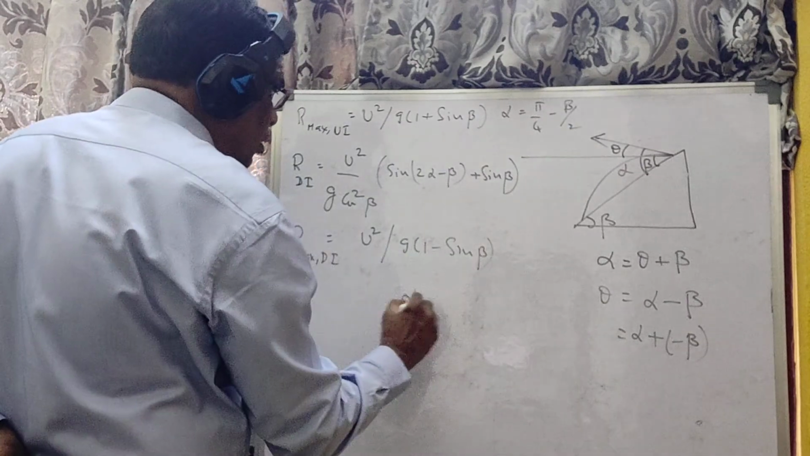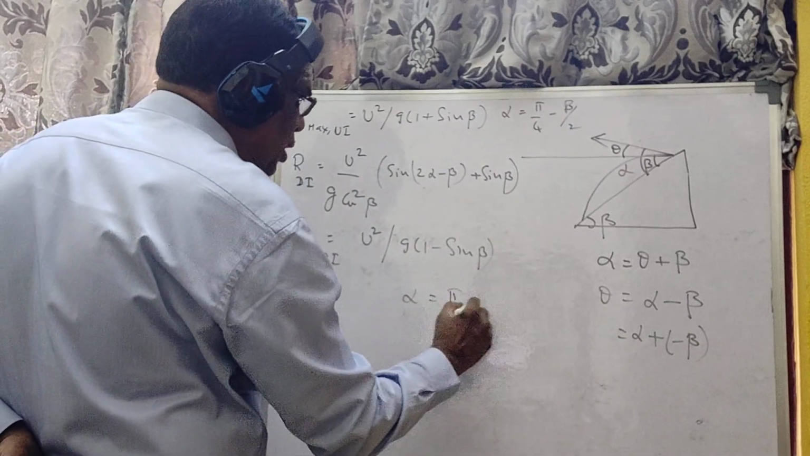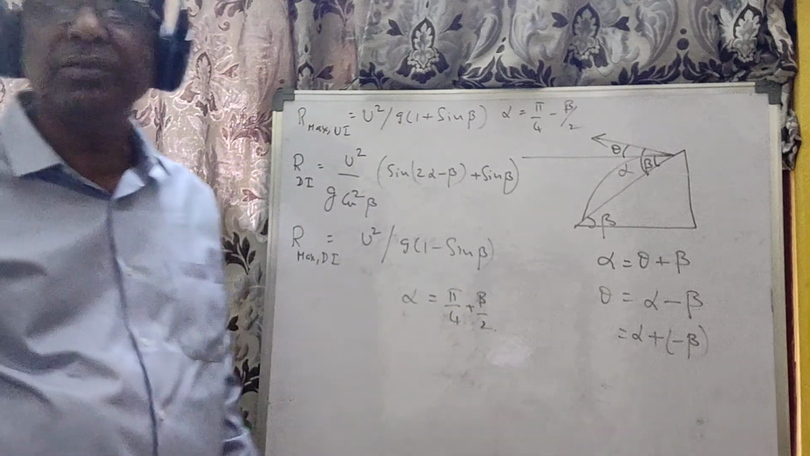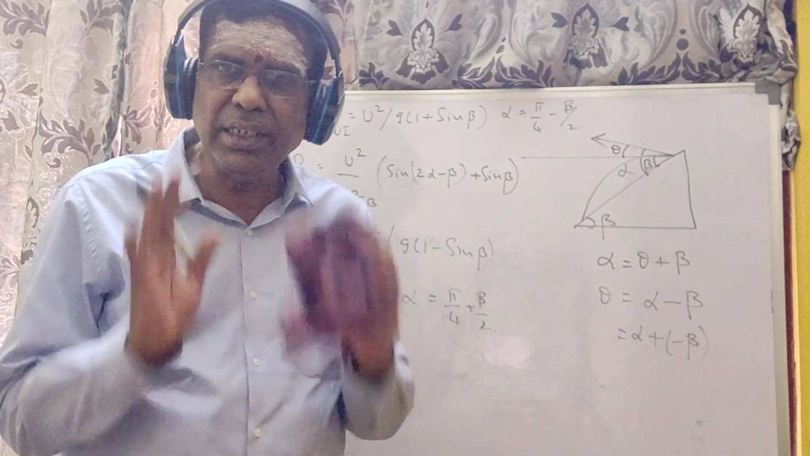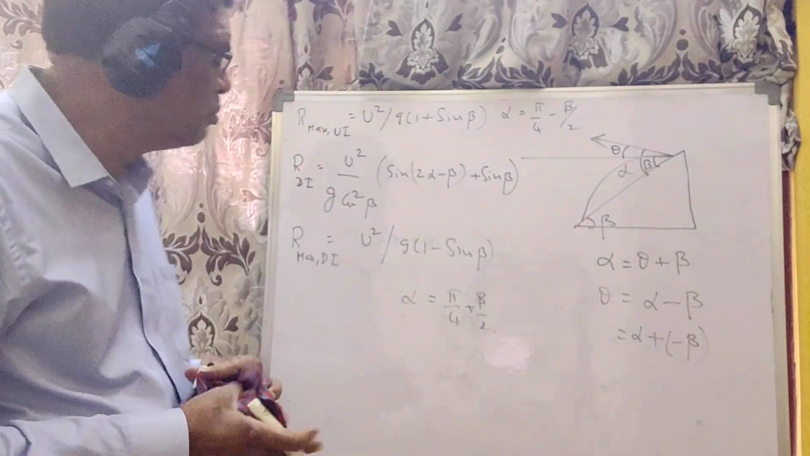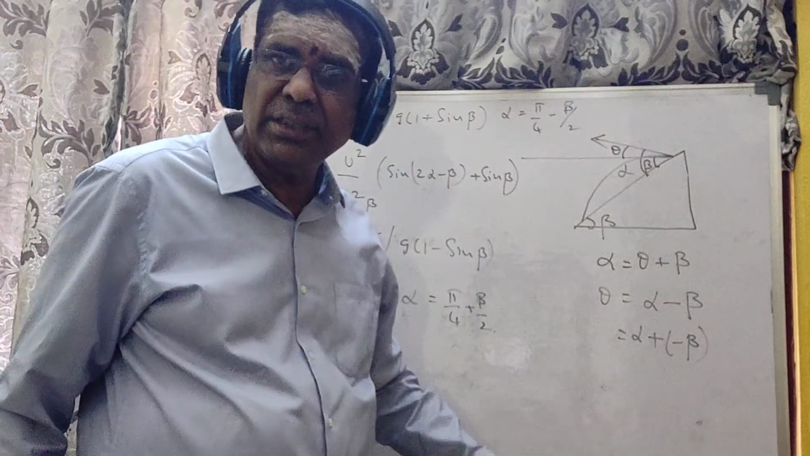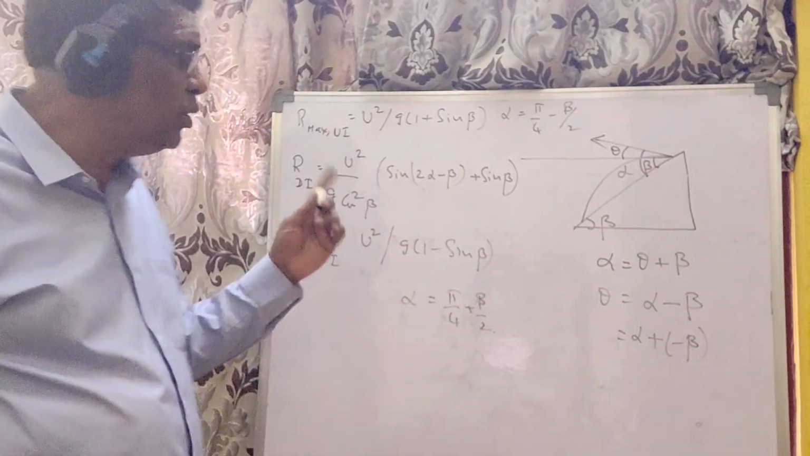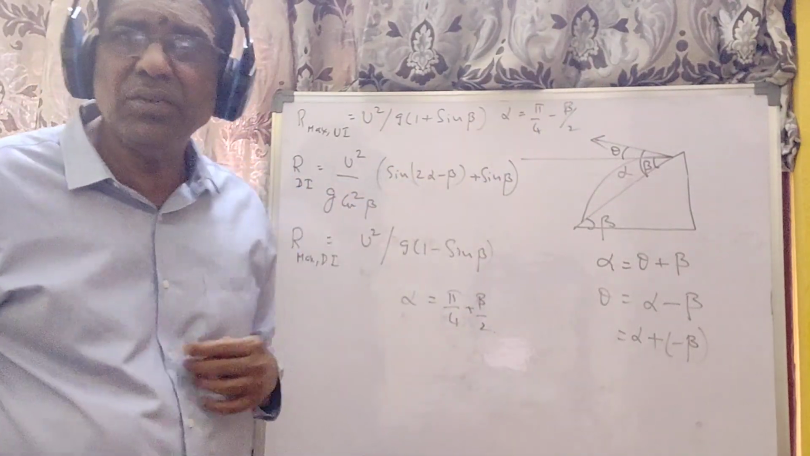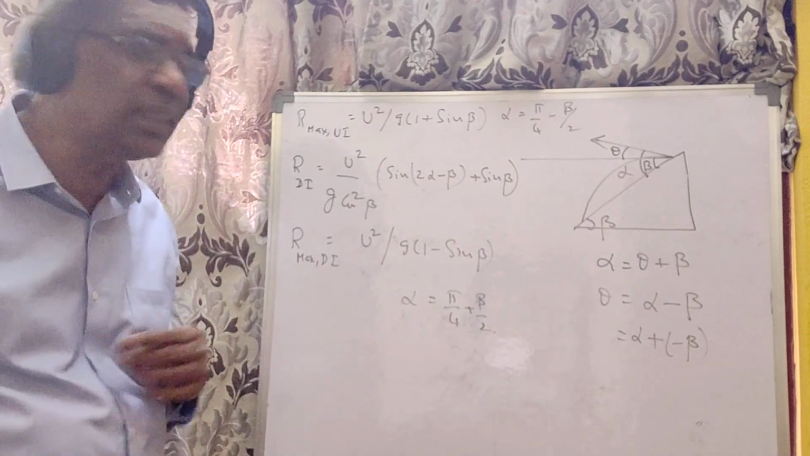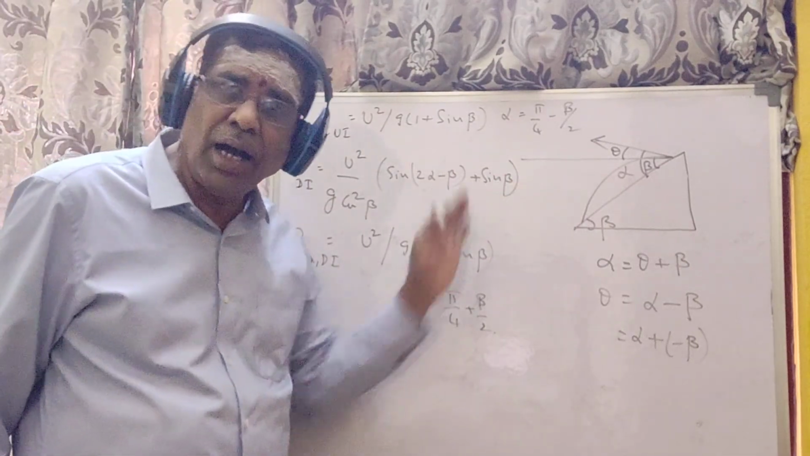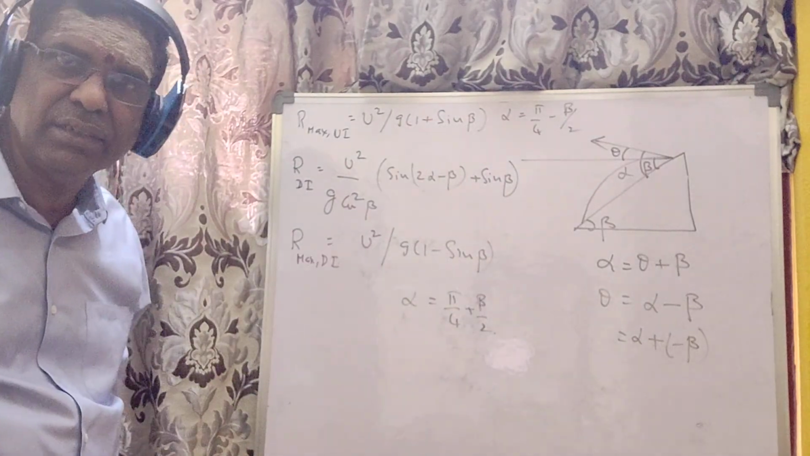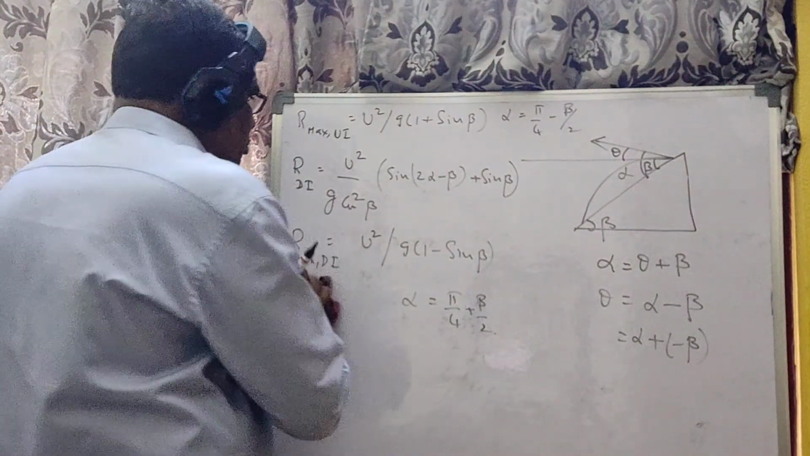And this becomes alpha must be pi by 4 plus theta by 2. Let's see how interesting it is. It's very simple, straightforward, nothing to worry. Take down those expressions, write one after another, and first get the time of flight, then you get the range of the projectile on the inclined surface, up the incline, down the incline. Both we have got here. I hope it's clear to you now.